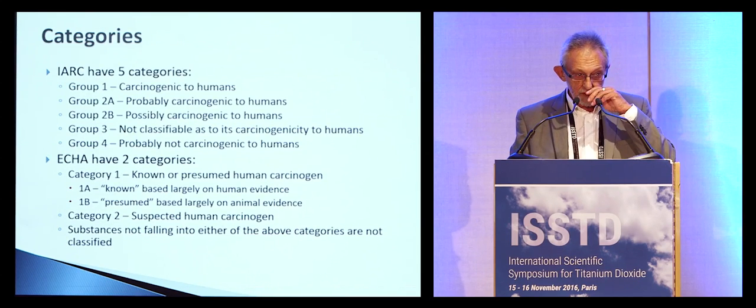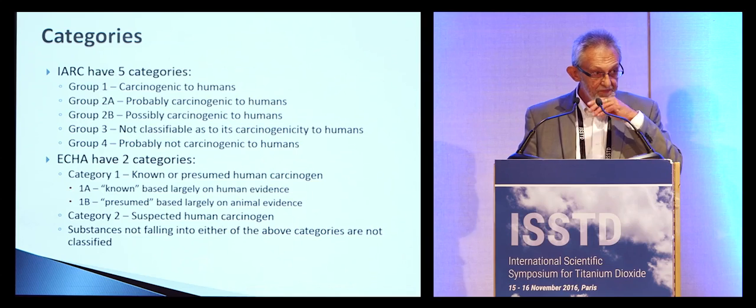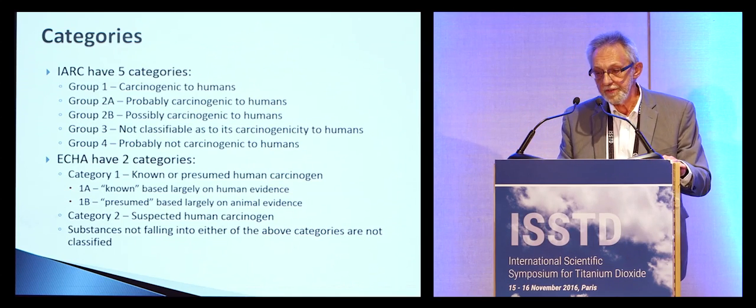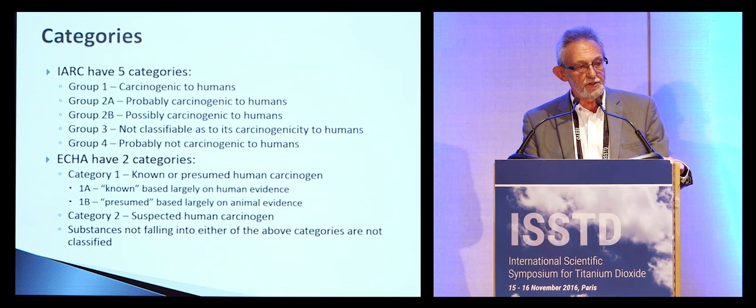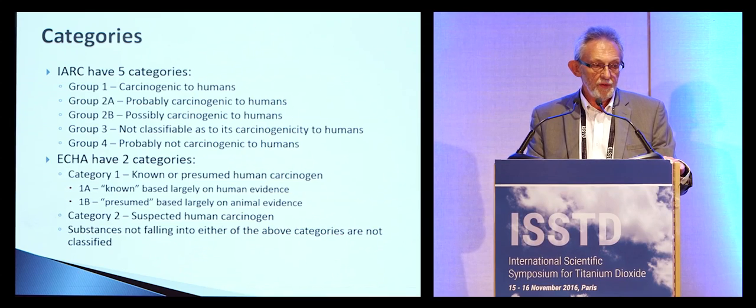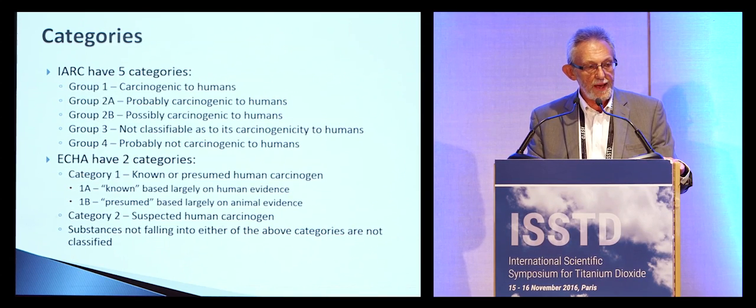So this has been mentioned a few times, but just for clarification, IARC have 5 different categories for carcinogen classification. Group 1, carcinogenic to humans. 2A, probably carcinogenic. 2B, possibly carcinogenic. 3 is not classifiable as to carcinogenicity to humans. And 4 is probably not carcinogenic.